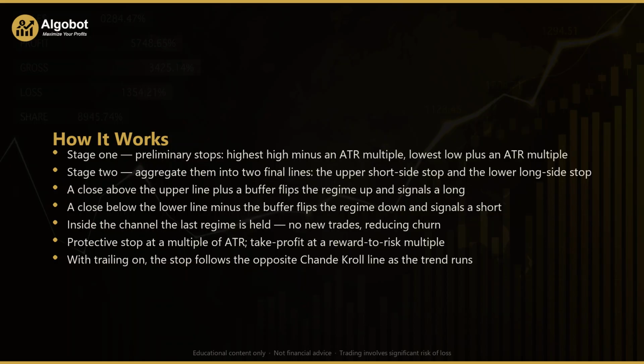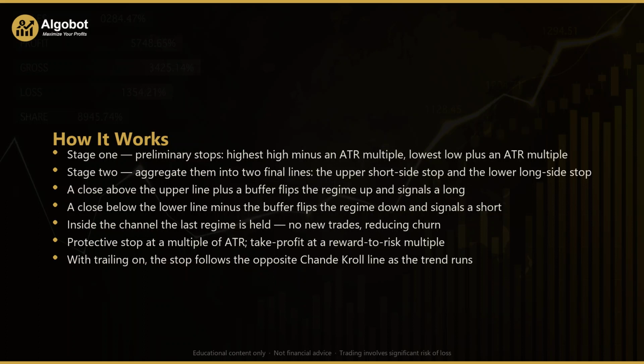Now for the entries. On each completed bar, the strategy compares the closing price to the two lines. If the close pushes above the upper line by more than a small confirmation buffer, the trend regime is set to up. If the close drops below the lower line by more than that buffer, the regime is set to down. That buffer is expressed in ATRs and defaults to 1/10 of an ATR, which demands a clean escape rather than a marginal poke past the line. While price stays inside the band, the previous regime is simply held, so the system does not churn through repeated signals. The strategy acts only on a genuine flip.